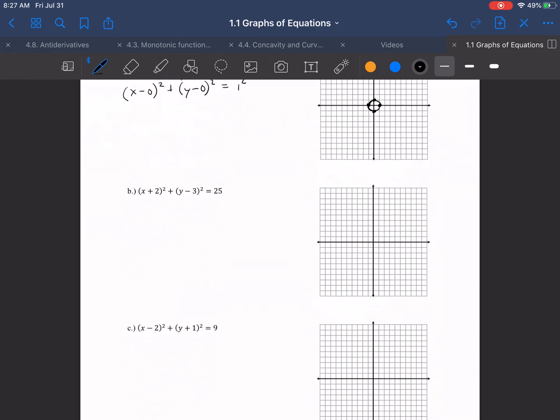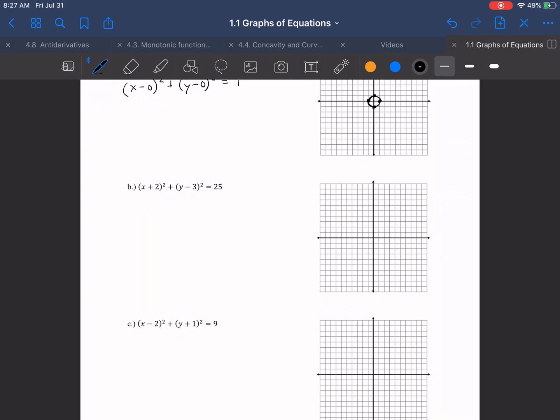All right, so let's look at one a little more interesting, which is this next one. And this is x plus 2 squared plus y minus 3 squared equals 25. So again, remember, this has to be x minus h, and this needs to be y minus k, and it's already a minus, so we're good there. And then this is r squared.